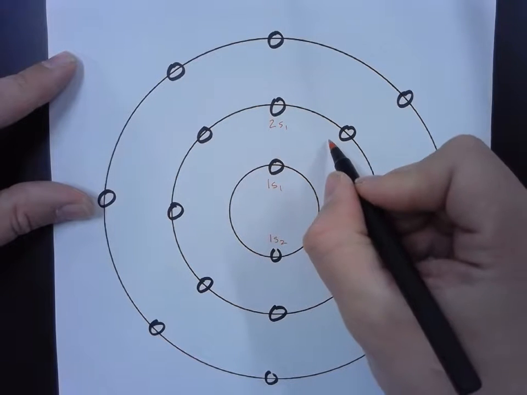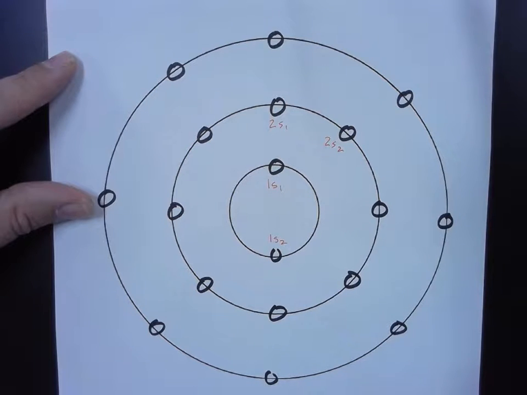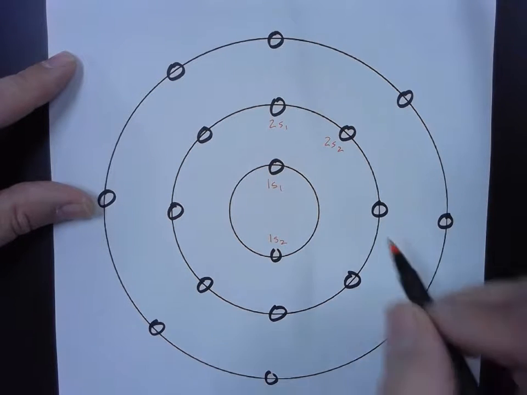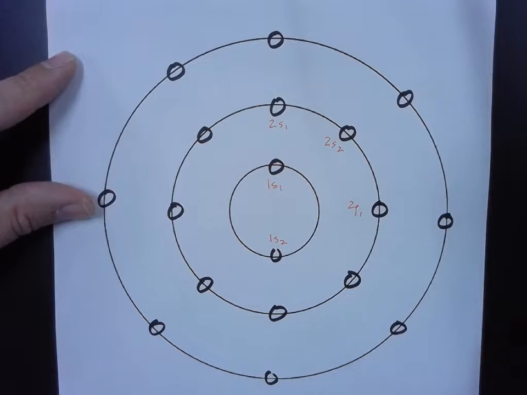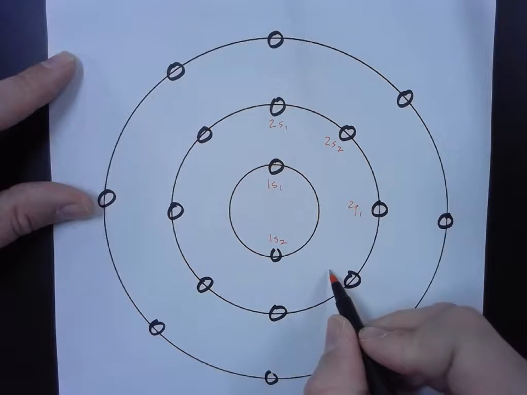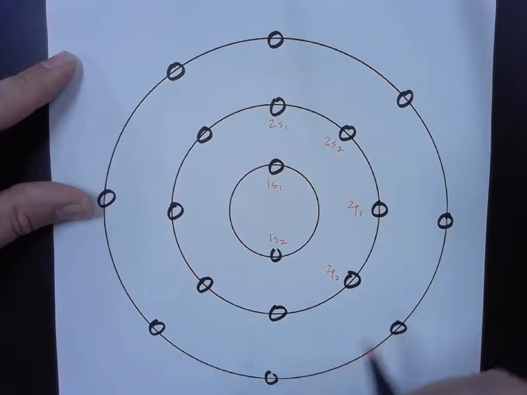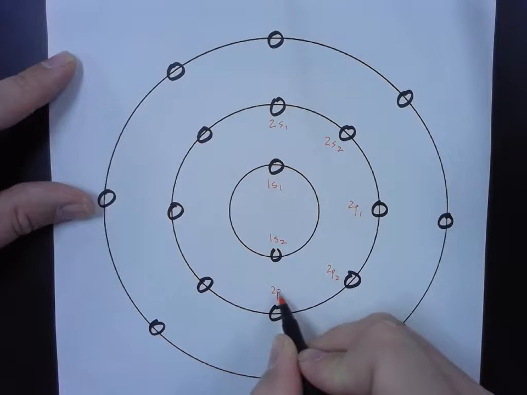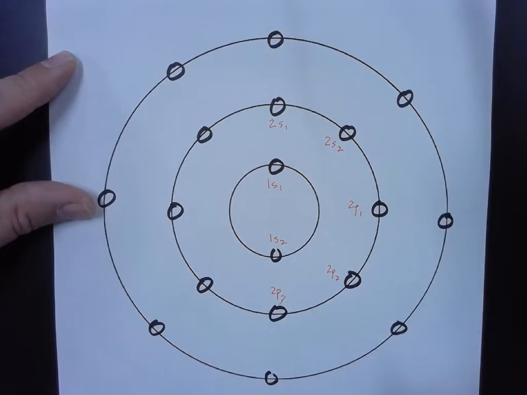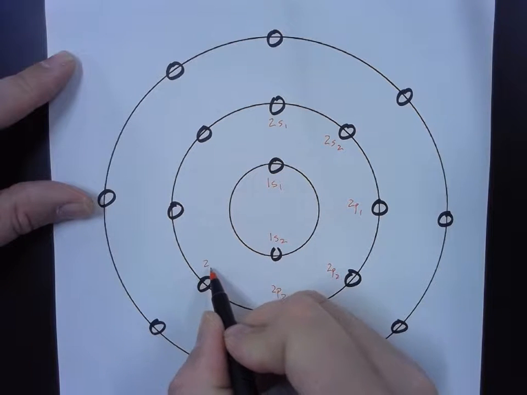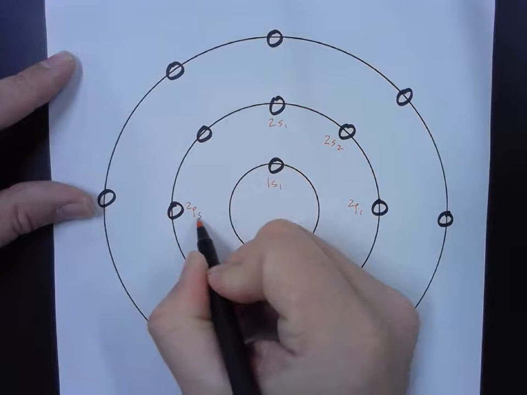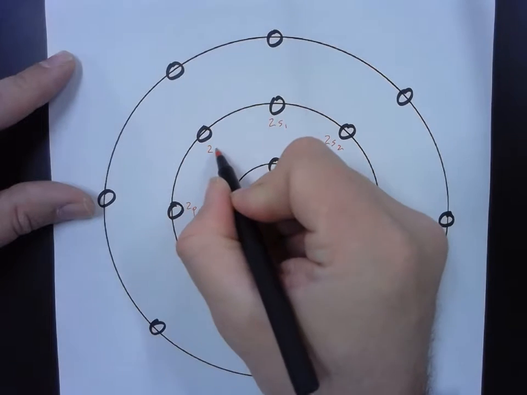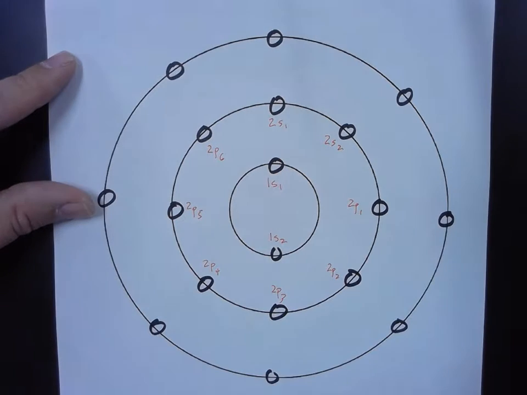So this is seat 2S2. Then we have seat 2P1 and seat 2P2. 2P3, and then basically these are all P's. 2P4, 2P5, and 2P6. Alright, well that's all full.